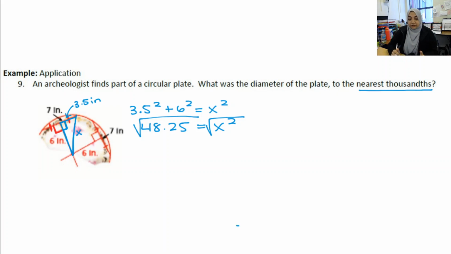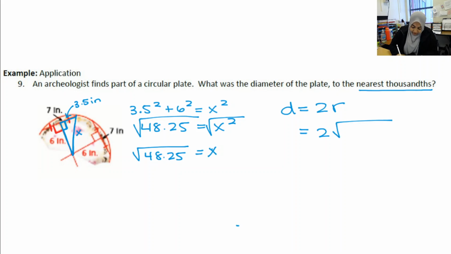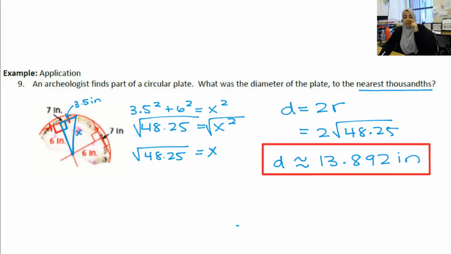And I'm going to leave it like that for now because what I'm going to have to do is double it, right? So remember, we're going to leave it until our final answer. I don't want to round until my final answer. And I know that my diameter is 2 times the radius, which means 2 times the square root of 48.25. So the diameter is approximately 13.892 inches. And that's it. It involves a little bit of creativity on your part, but that's what makes it so cool and fun.